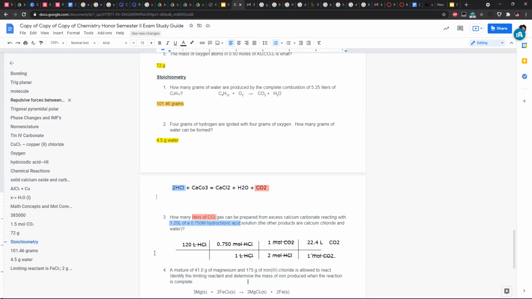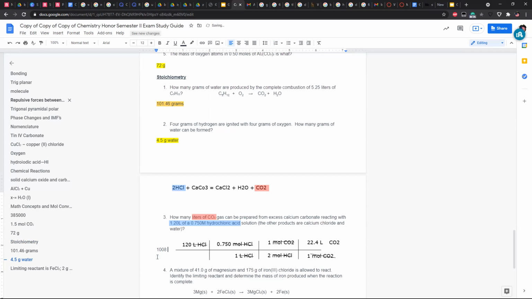So we're going to do 120 times 0.75 divided by 2, and then times 22.4. And I get this would be 1,008 liters of carbon dioxide.